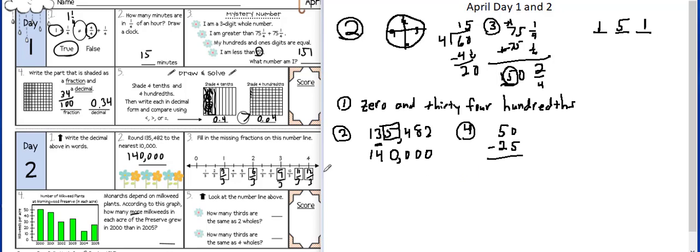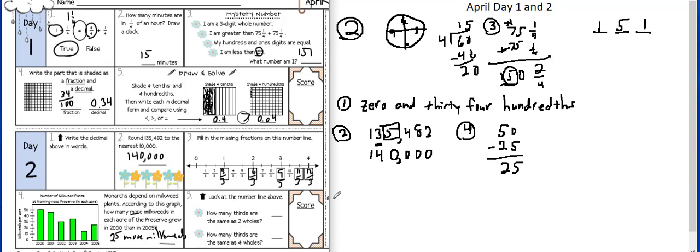All right. Monarchs depend on milkweed plants according to this graph. How many more milkweeds in each acre of the preserve grew in 2000 and 2005? We subtract, we get 25. So how many more milkweeds in each acre? 25 more milkweeds. That was awful handwriting. I apologize.